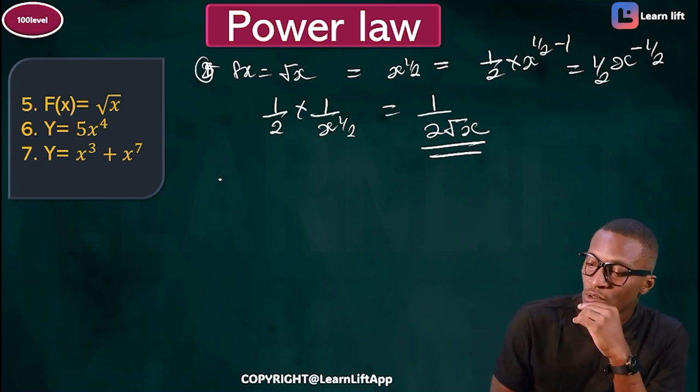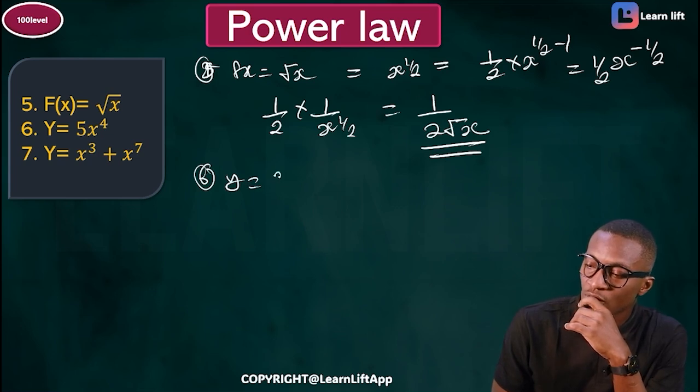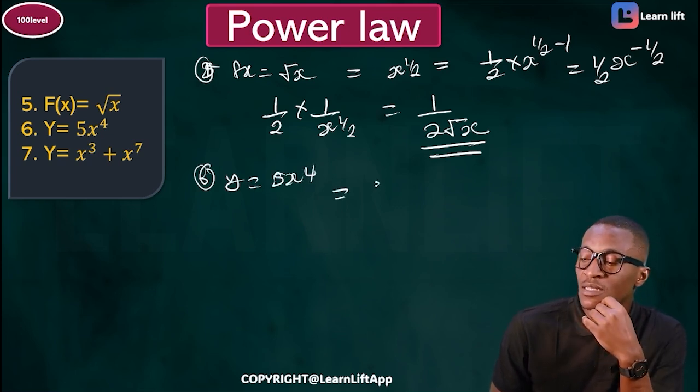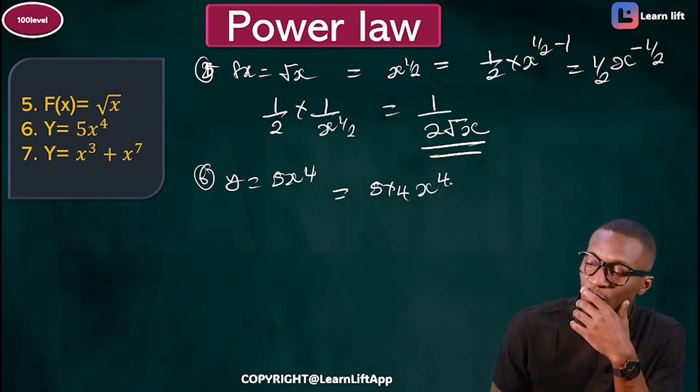Very simple. So number 6, we have that y is equal to 5x raised to power 4. Now this is practically the same thing as saying 5 times 4x raised to power 4 minus 1. That will give me 20x raised to power 3.